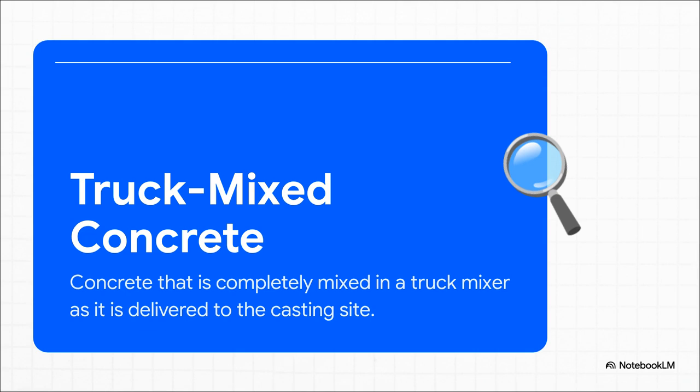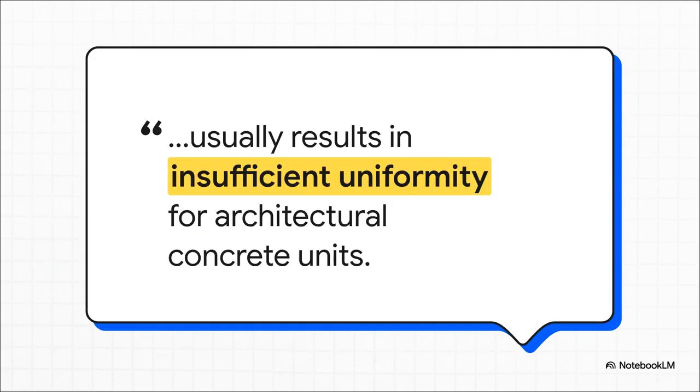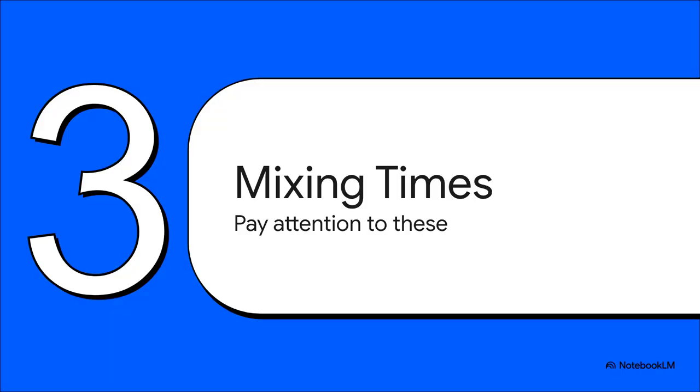But, and this is a big but, this method comes with a really important warning that you absolutely need to know for your exam. And here it is. Burn this into your memory. For your exam, you need to know that truck mixing is a big no-no for architectural units. Why? Well, because it just doesn't reliably produce that super high level of uniformity you need for products where appearance is absolutely critical. This is a huge point. Don't forget it.